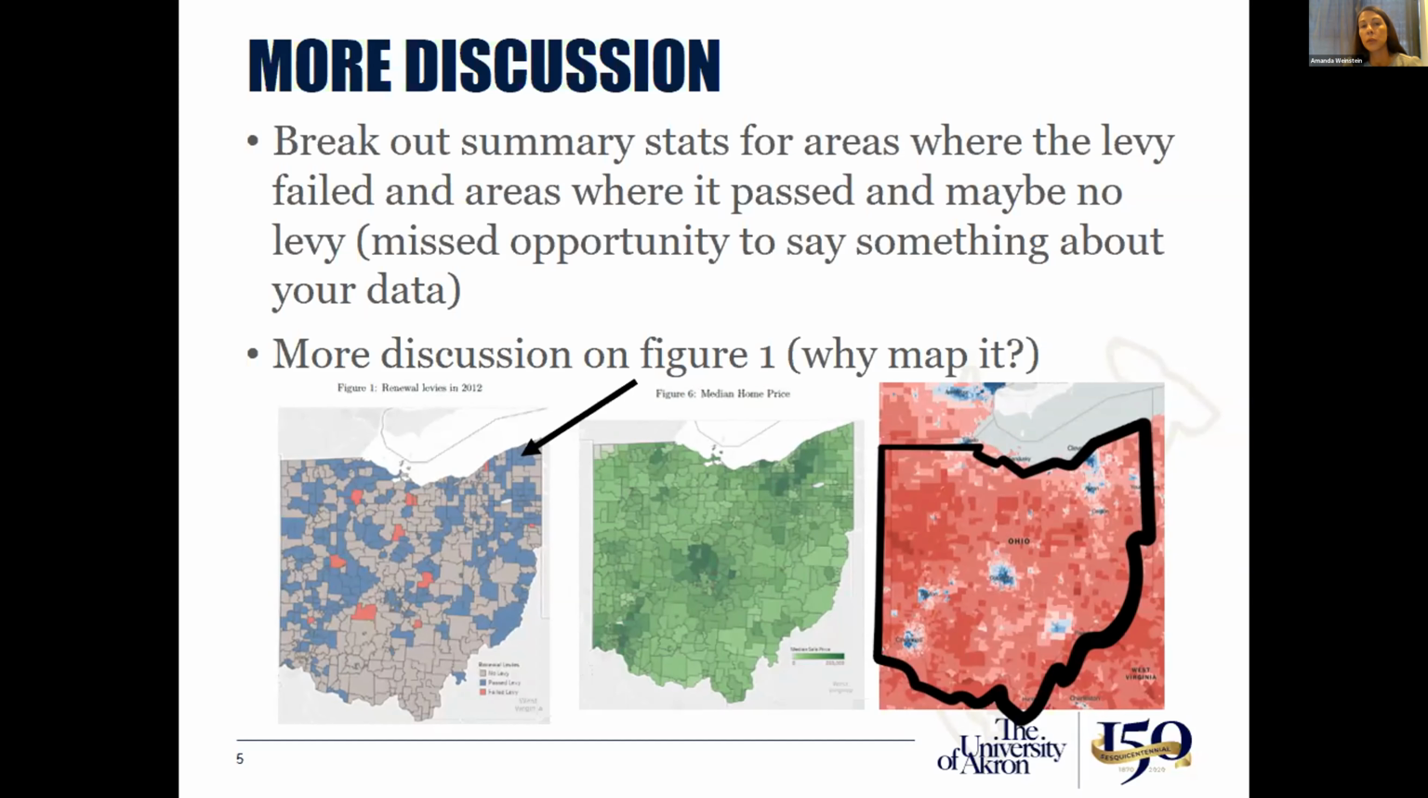Another thing I would do for you is the summary stats. I like any data and anything in the paper to do work for me, and your summary stats are just kind of there. Here's the average house price. It doesn't do much for you, but if you broke out the summary stats for the areas that passed the levy versus the areas that failed the levy, you might already see some differences, and it gets you more information on your data.